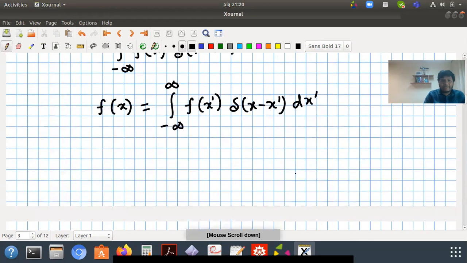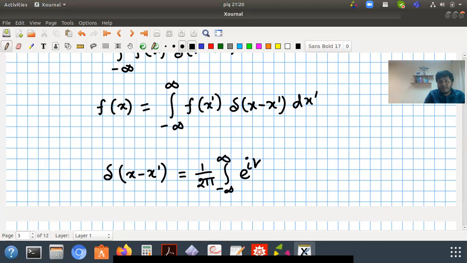Okay, great. Now, if we remember the integral representation of the delta function, which I discussed in one of the previous discussions, where I defined the representation of the delta function. If you want, you can see the link in the description. So this will be 1 over 2 pi, integral from minus infinity to plus infinity, e to the power i k (x minus x prime) dk. Okay, so this is what we discussed step by step.